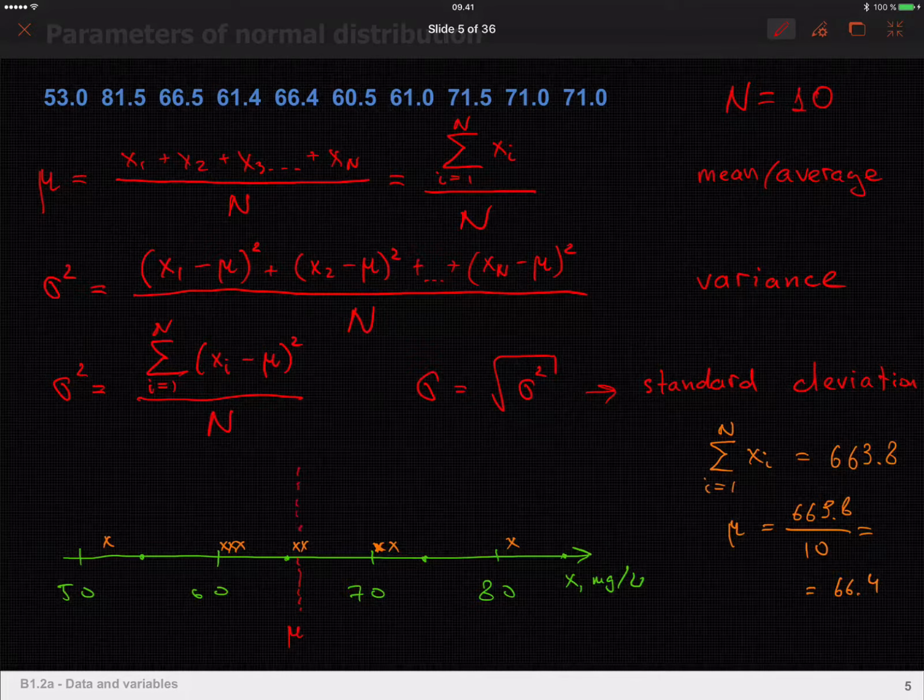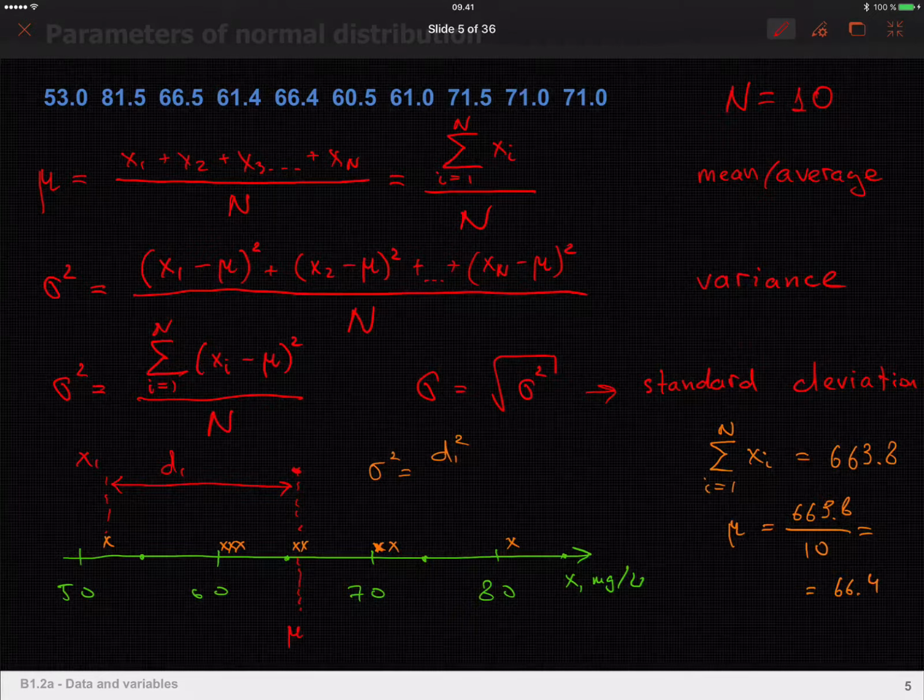Okay. Now how to calculate the variance? Well, we take the first value, so that's the first value, x1. Okay, this is mu. Then we take a distance, so this is the distance between the first value and mu. I'll call it d1. Okay. Then what we need to do is to square it. So I'll just write it here, sigma squared equal to d1 squared.